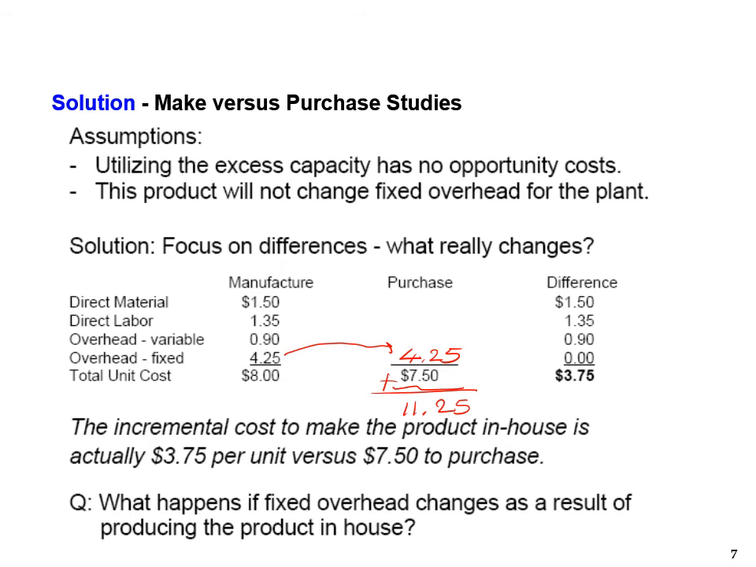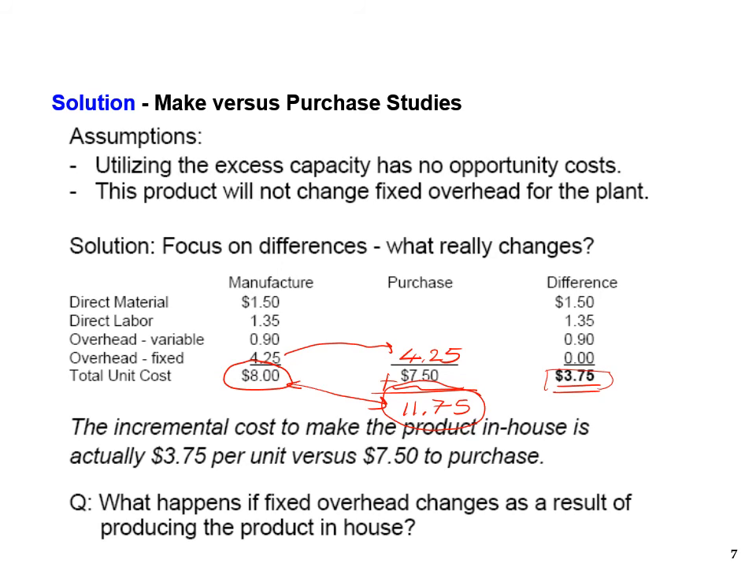So the total cost of purchasing will be, sorry, it will be 11.75. Now when you compare these two with each other, you see that when you purchase it, you are paying 11.75, but when you produce in-house, you will be paying $8. And the difference between them is 3.75.